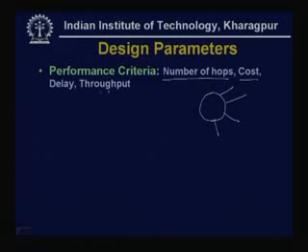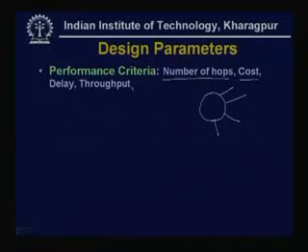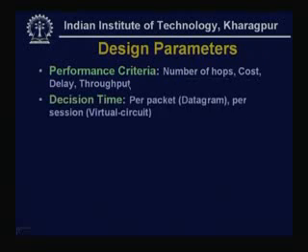Then fourth important criteria is the throughput. Throughput is essentially the number of packets delivered per unit time. So, that number of packets delivered per unit time can be found out, and which can be used for measuring the effectiveness of a particular routing algorithm. So, these are the various performance criteria that can be used in designing a routing algorithm.